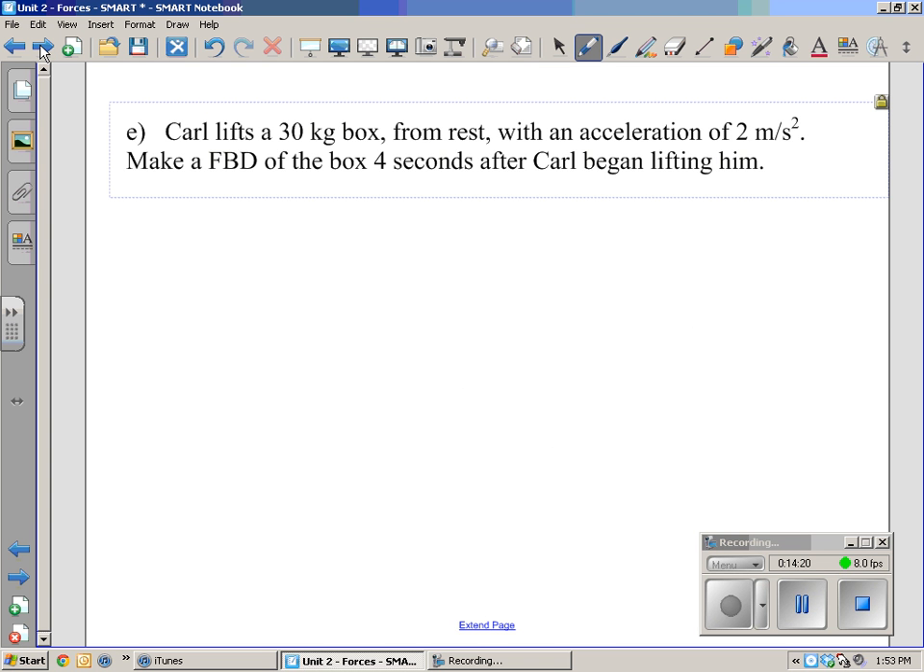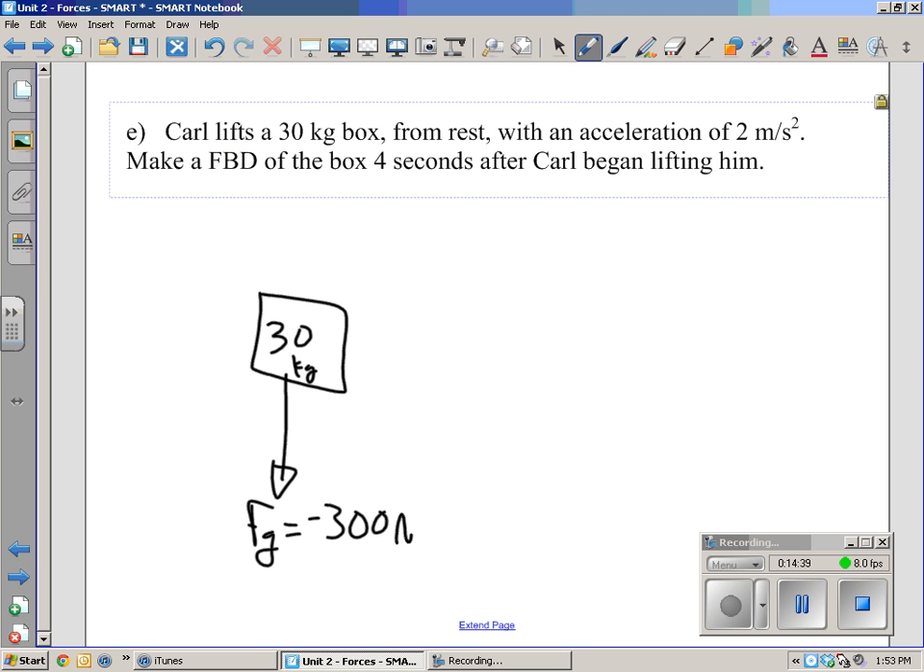All right? So this one is really similar to the last one because we're lifting the box again, but I'm giving you different information. Okay? So once again, we've got a box that's being lifted. All right? So here's our 30-kilogram box. You can always start by putting in your force of gravity. It's going to be negative 300 newtons, right? Just 30 times negative 10.